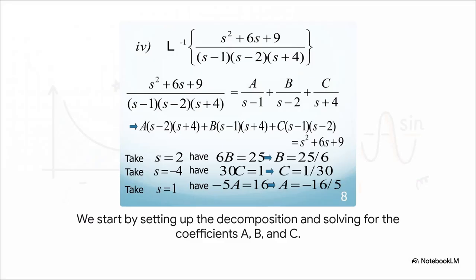Okay, this part here is the real roll-up-your-sleeves algebra, but watch how it works. We set up our big fraction to equal a over the first part, plus b over the second, plus c over the third. Now comes the heavy lifting. We have to solve for a, b, and c. And as you can see, the trick is to plug in clever values for s that make most of the terms just vanish, letting us solve for each letter one by one.